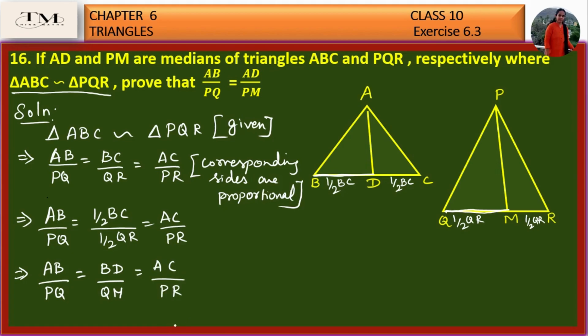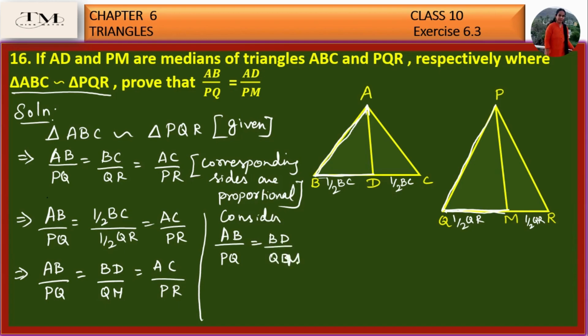So check the numerator: AB, BD, AC. In the denominator we have PQ, QM and PR. So just leave the sides AC and PR. Children, just leave the sides AC and PR. Just take only these two ratios, AB, BD, PQ, QM. So now consider AB by PQ equal to BD by QM. We are considering only these two halves. So we can get AB by PQ is equal to BD by QM.